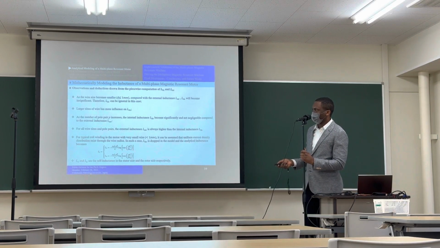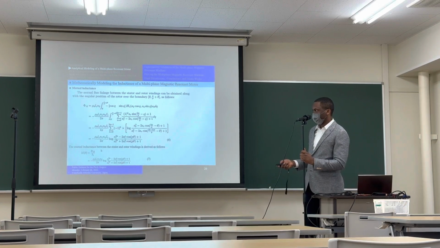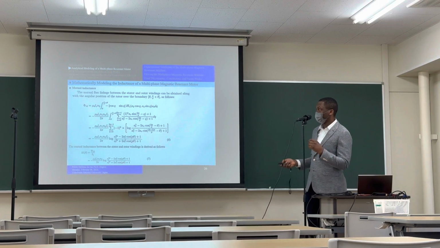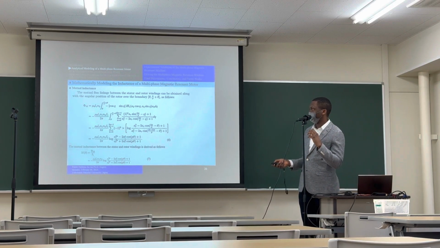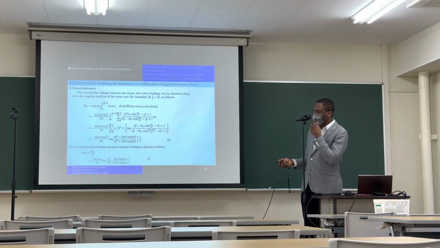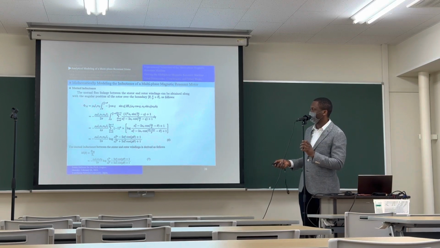Then from there we can get the general formula that describes the inductance of the stator coil and the inductance of the rotor coil. And we can then calculate the inductance analytically. The next stage is to calculate the mutual inductance. How does the inductance behave when there is coupling between the stator and the rotor coils?